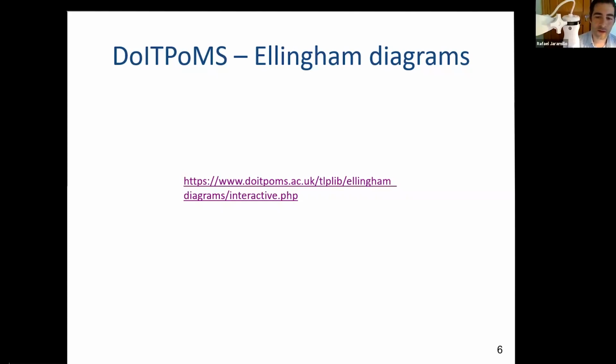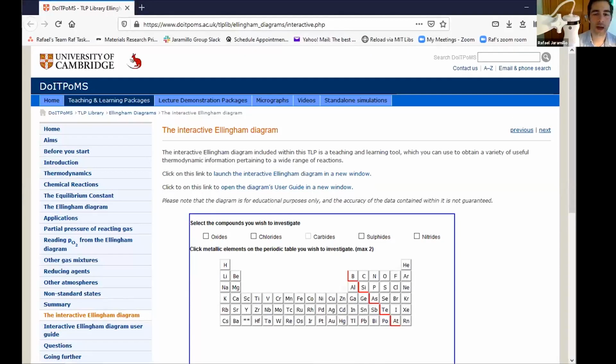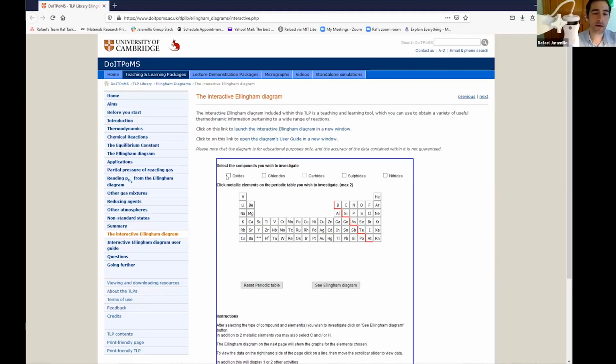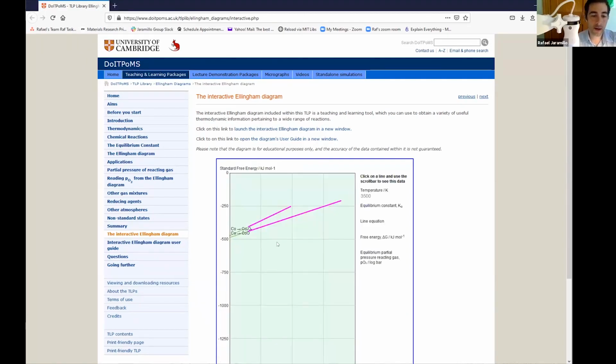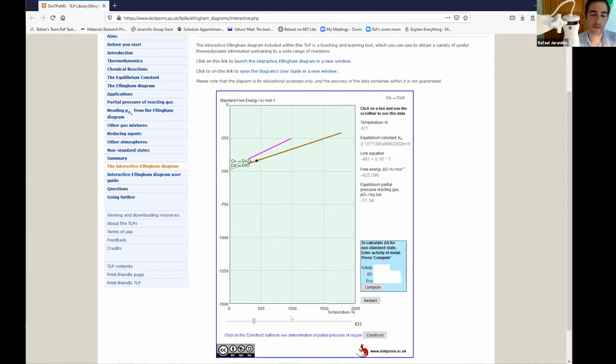So here is the DoITPoMS page for Ellingham diagrams. If you click on oxides, there's a whole bunch of oxides, so let's go at random. Cobalt oxide, see Ellingham diagram. It shows you Ellingham diagrams for cobalt for its two different oxidation states, and it'll give you data. You can mouse around, get the actual numbers, change the temperature. It gives you the free energy of formation and so forth, and it's a nice learning tool.